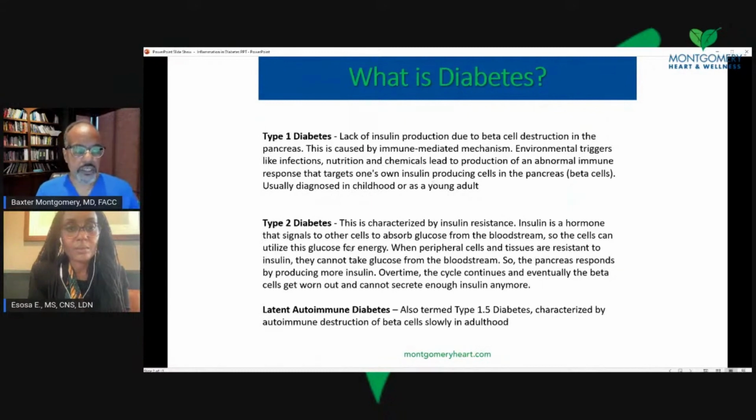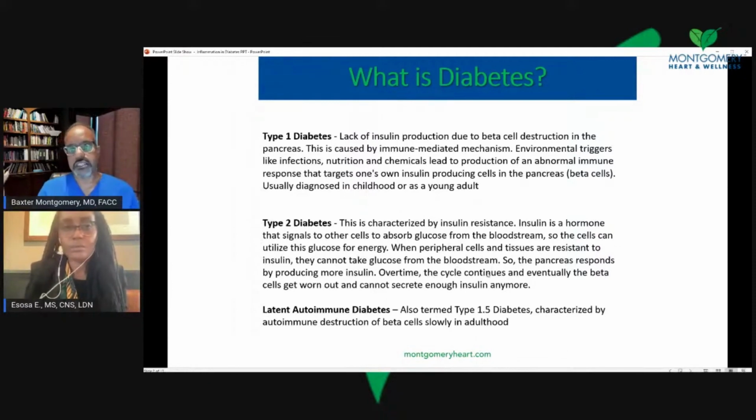Type 2 diabetes, on the other hand, you can think of it as the opposite. So the pancreas theoretically makes insulin, and let's just say theoretically makes adequate insulin, although that's not necessarily true in the real world. But it's not so much the inability of the pancreas to make insulin, but an inability of the body's tissues, such as skeletal muscle and liver, to recognize the insulin. So when peripheral cells and tissues are resistant to insulin, they can't take in glucose.